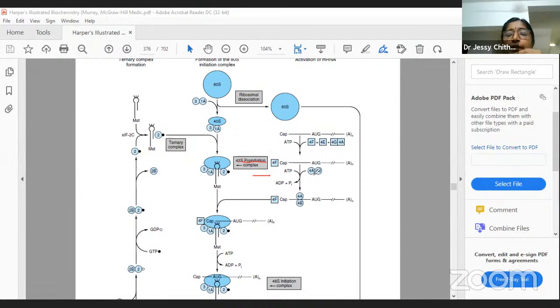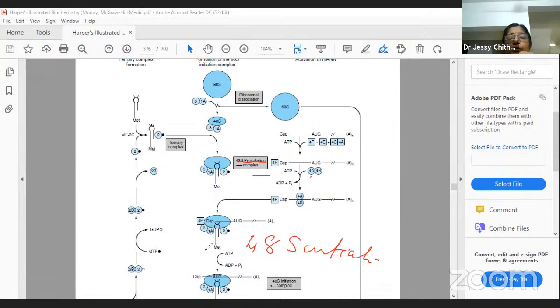Then the other initiation factors, eukaryotic initiation factor 4A and 4B, will bind to the mRNA and will remove the complex secondary structure of mRNA. Now the mRNA is ready to attach to the 43S pre-initiation complex, forming the 48S initiation complex.